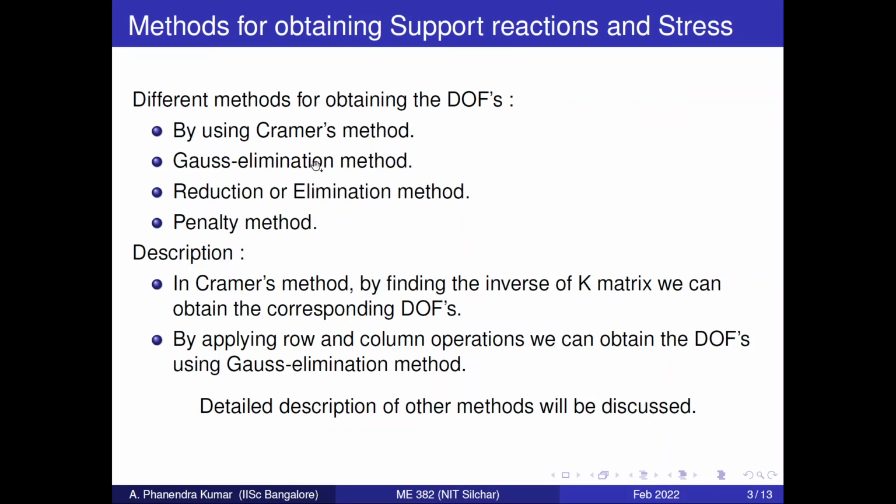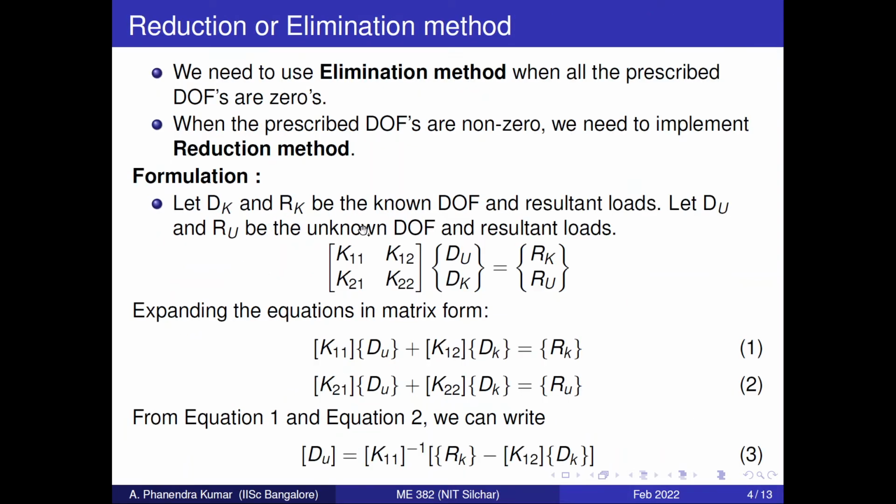The other is the Gauss elimination method, which you might have practiced in your +1 or +2, where we do some row or column operations for eliminating the individual unknown quantities. These two are not much used for solving, so we will focus more on these 2 methods in this course. Let us see what we mean by the reduction or elimination method. In the elimination method, in the previous example which we solved, we eliminated both the rows and columns. We considered only the unknown degrees of freedom.